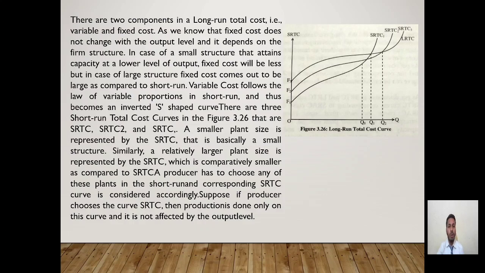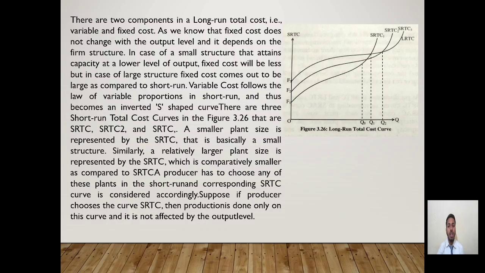There are two components in the long run total cost of production: variable cost and fixed cost. As we know, fixed cost does not change with the output level, and depends on the firm's structure. In case of a small structure that attracts capacity at a lower level of output, fixed cost will be less. But in the case of a large structure, fixed cost comes out large compared to the short run. Variable cost follows the law of variable proportion in the short run and thus becomes an inverted shape curve.